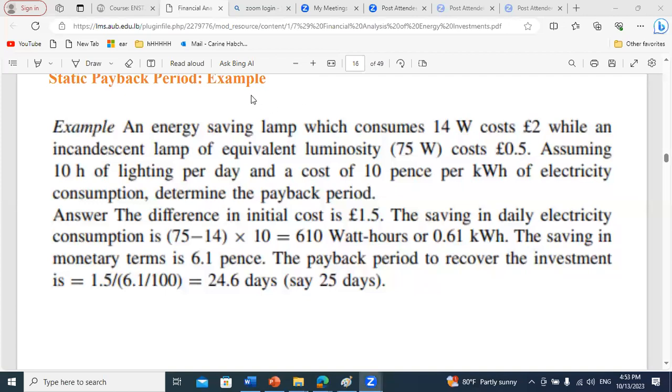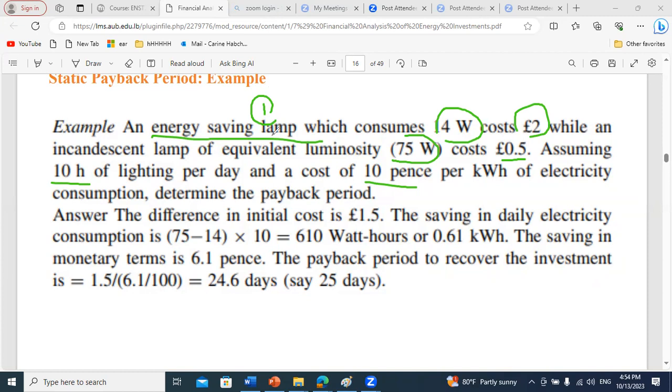So let us consider this is lamp 1, which is an energy saving lamp that consumes 14 watt and costs £2, while a normal lamp of equivalent luminosity of 75 watt costs £0.5. We assume that we have 10 hours of lighting per day and a cost of 10 pence per kilowatt hour of electricity consumption, and we want to determine the payback period of this lamp.